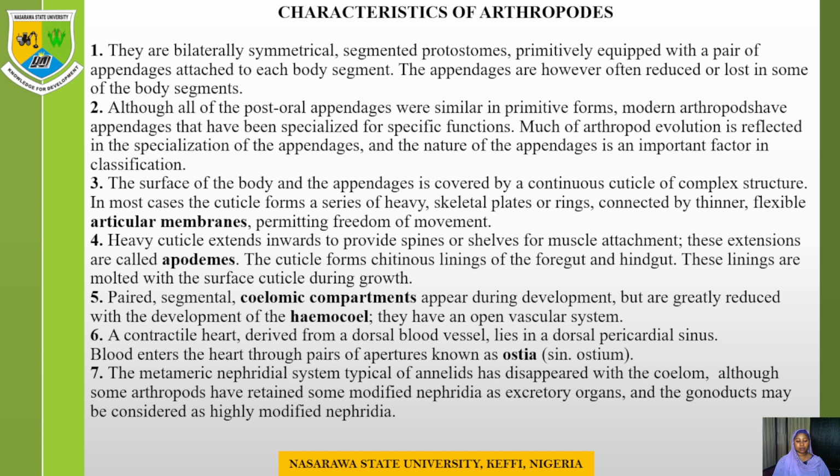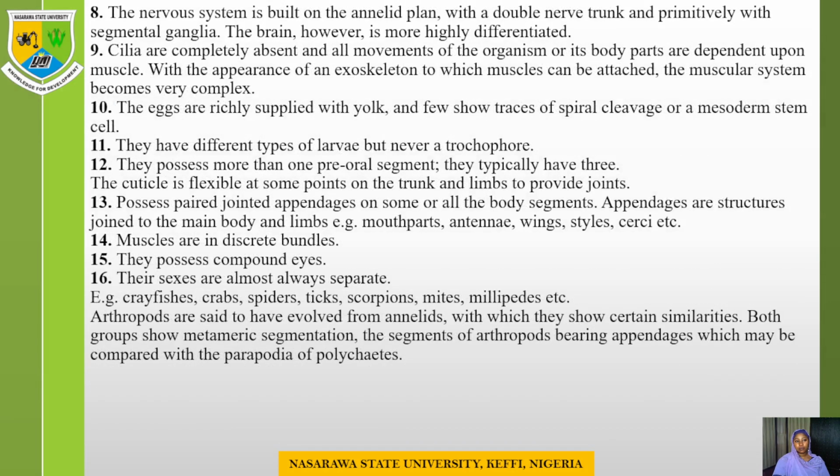The metameric nephridial system, typical of annelids, has appeared with the coelom, although some arthropods have retained some modified nephridia as excretory organs, and the gonoduct may be considered as highly modified nephridia. The nervous system is built on the annelid plan, the double nerve trunk, and primitively with segmental ganglia. The brain, however, is more highly differentiated. Cilia are completely absent, and all movement of the organism or its body parts is dependent upon muscle, with the appearance of an exoskeleton to which muscles can be attached. The muscular system becomes very complex.